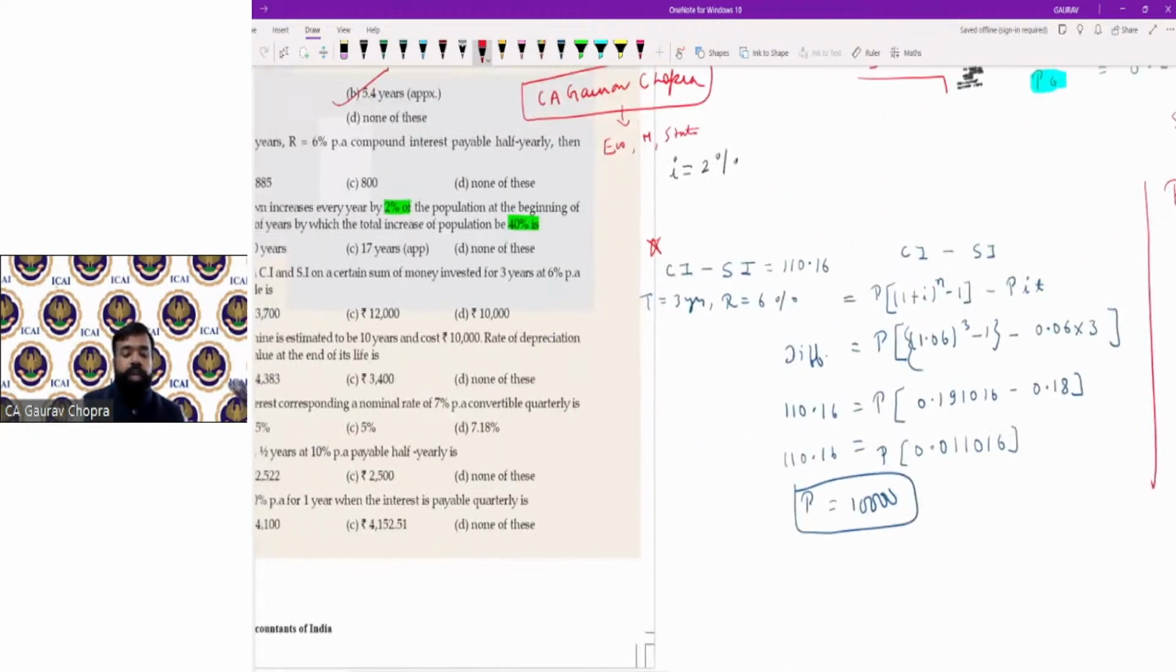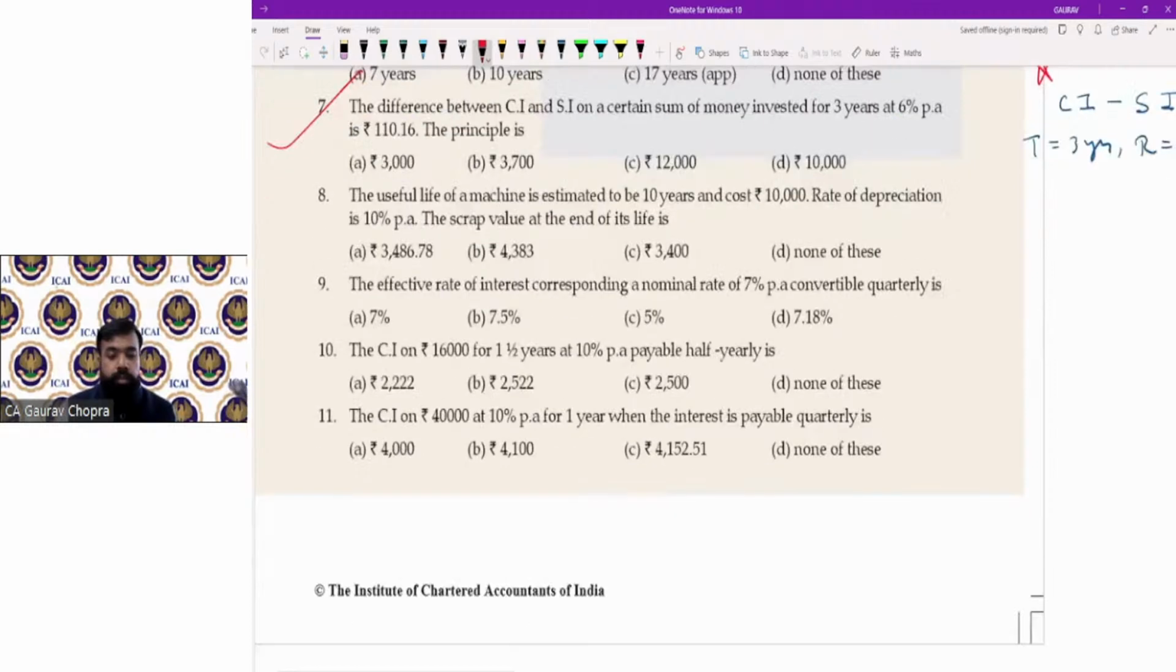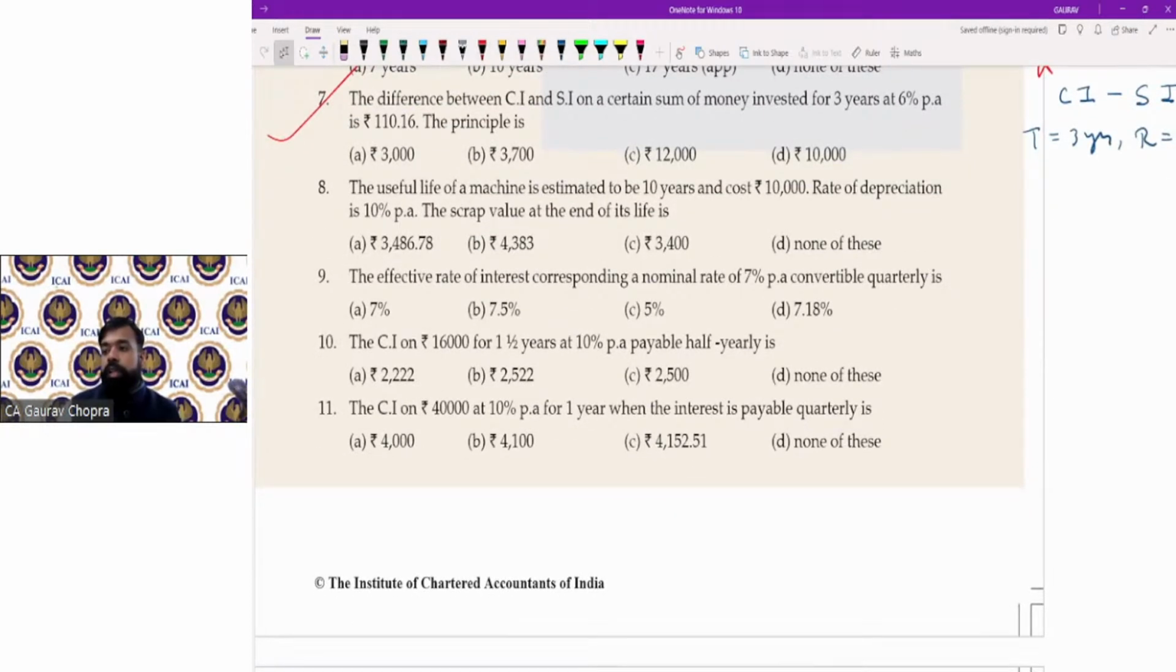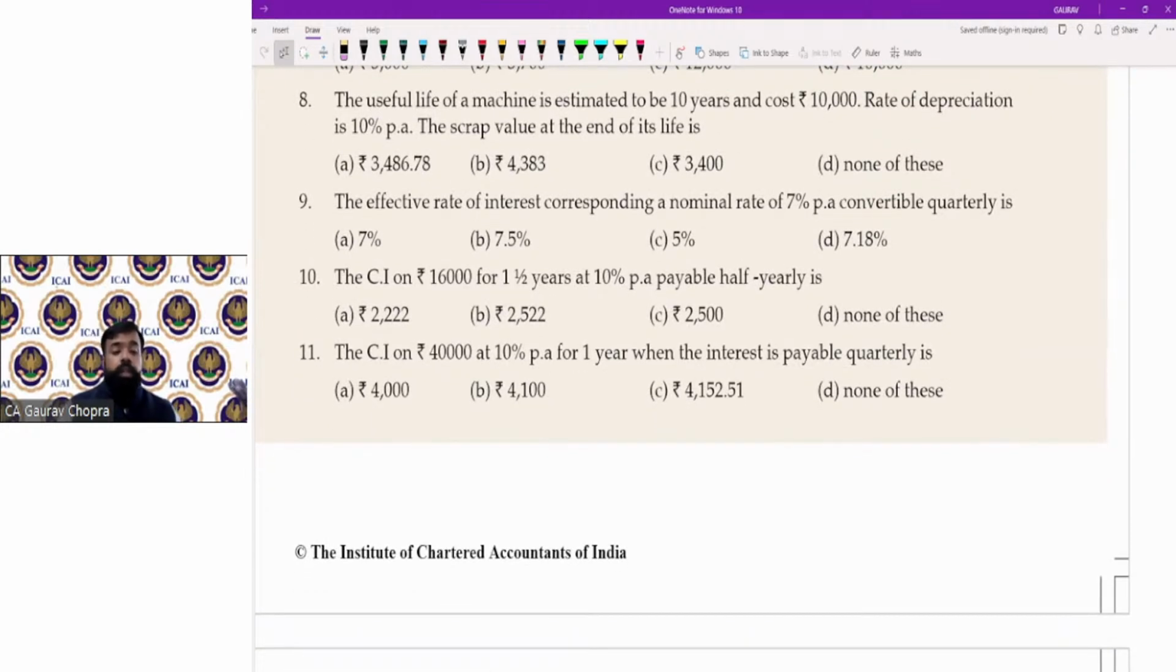So this we have done, question number 7. Now the 8th one. 8th one you have to try. Formula मैंने आपको बता रखा है अभी. The useful life of machine is estimated to be 10 years. It is the life. Cost is 10,000. Rate of depreciation is 10%. Find the scrap value. तो scrap value आपको calculate करना है.